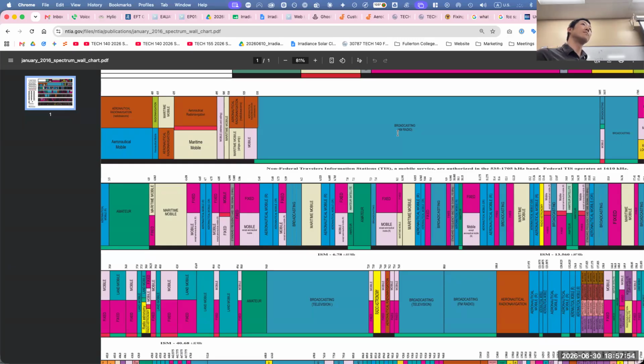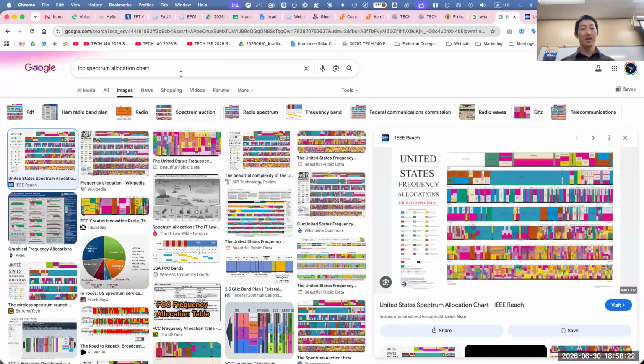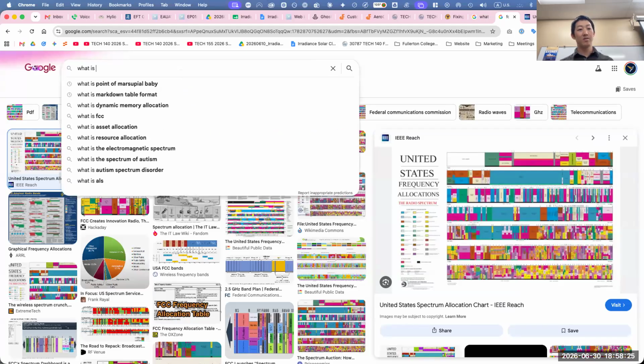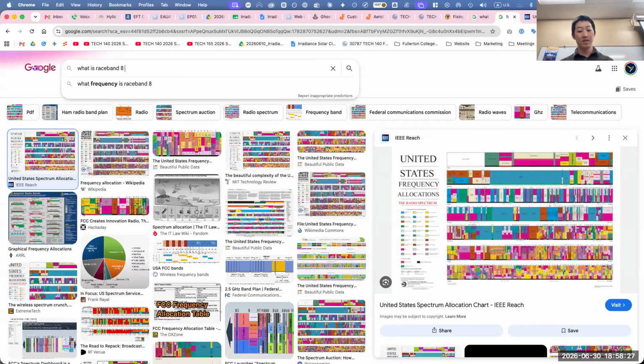You're not supposed to communicate with manned aircraft, but low flying helicopter. Yeah. But I've been told, you probably know this, you're not supposed to operate VTX on race band 8 because the frequency is actually bleeding over. How much is it bleeding over? Because I've also heard race band 8 is the go-to. What is race band 8 frequency?